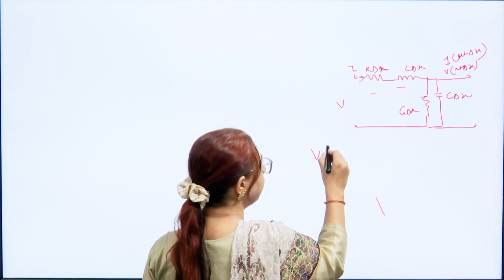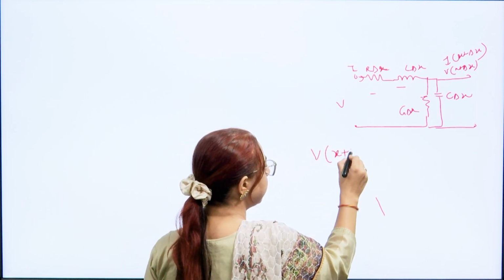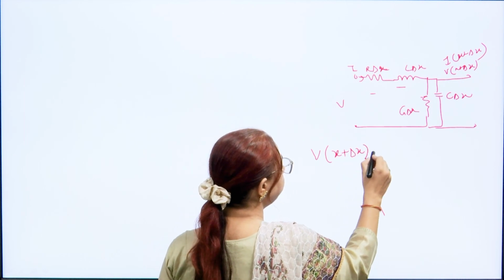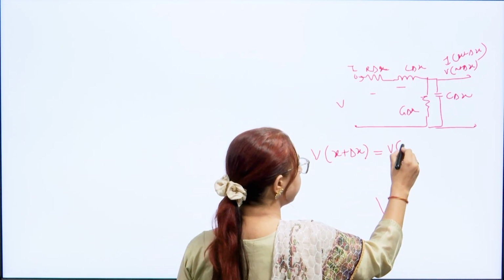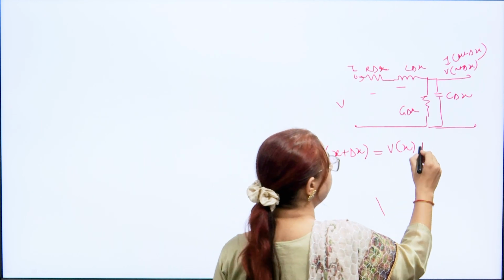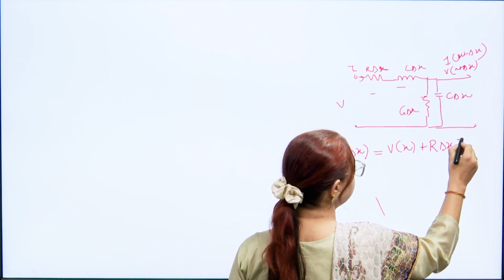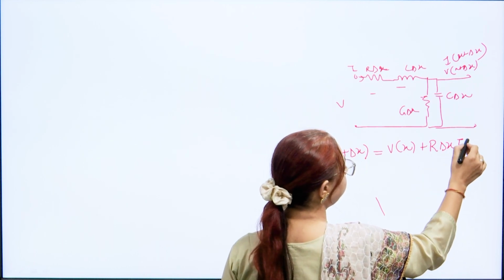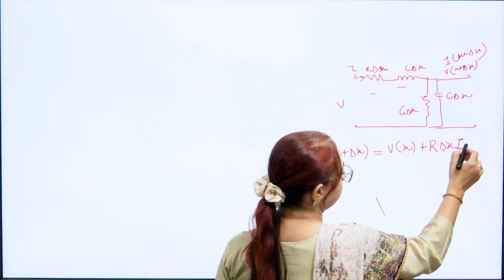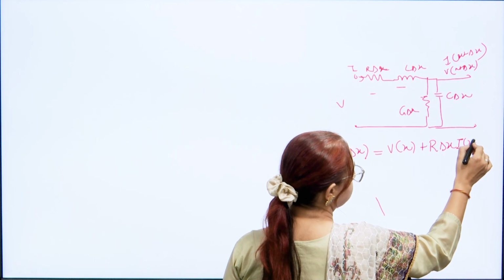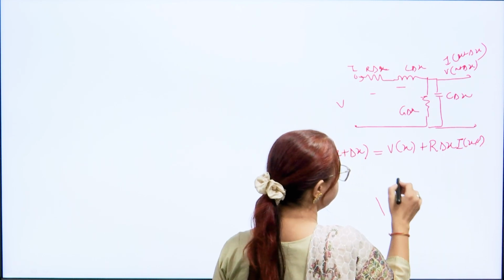We are writing voltage at x plus delta x, which could only be represented as voltage at x plus voltage drop at resistance, which is R into delta x into I. Current is again a function of x and t also. ठीक है.